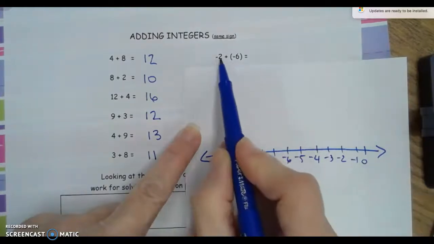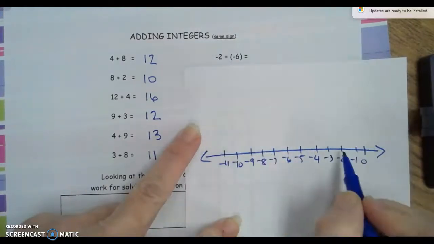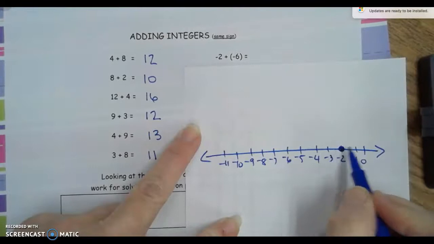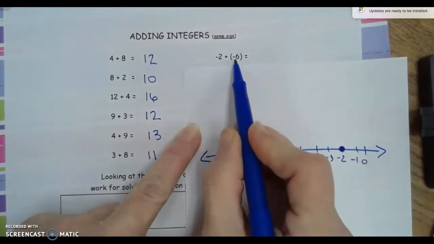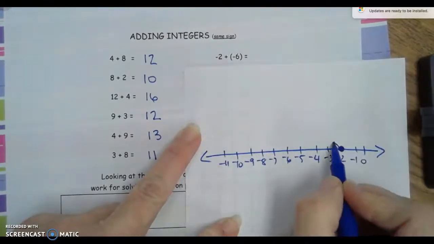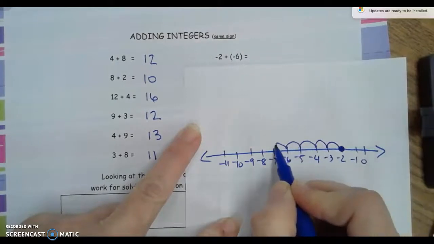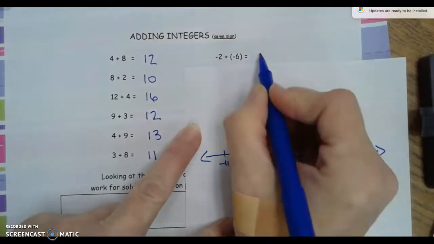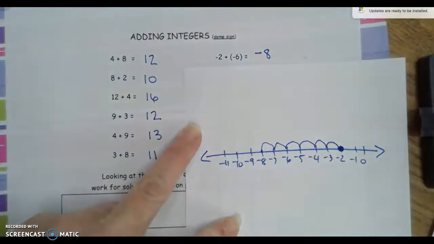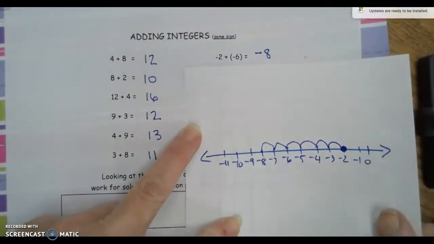All right, this says go to negative 2. So I would go right here to negative 2. And then it says to go in the negative direction 6 more times. So 1, 2, 3, 4, 5, 6. And that leaves us at negative 8. Okay? To me, that takes a long time. That is the way they would like for us to start.